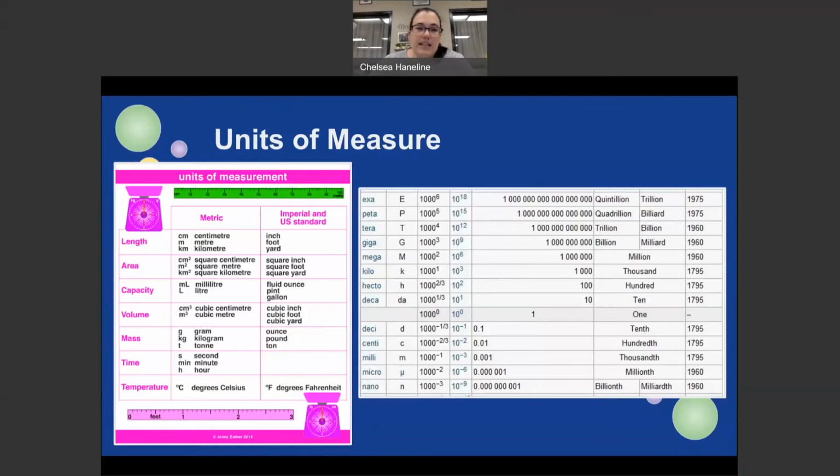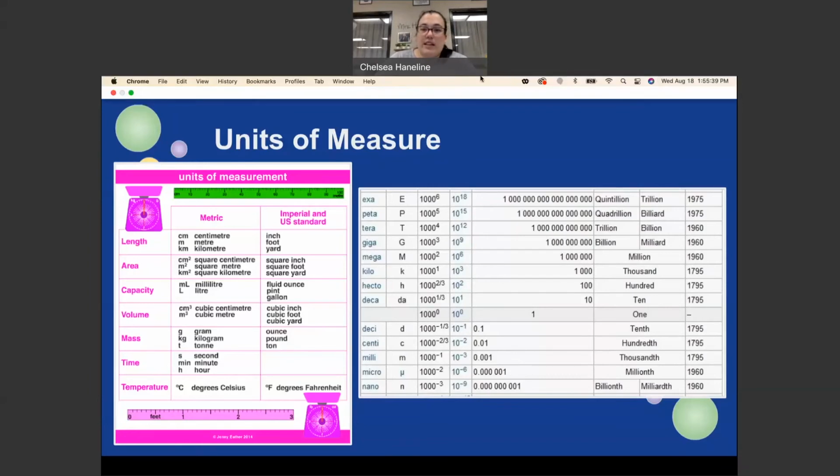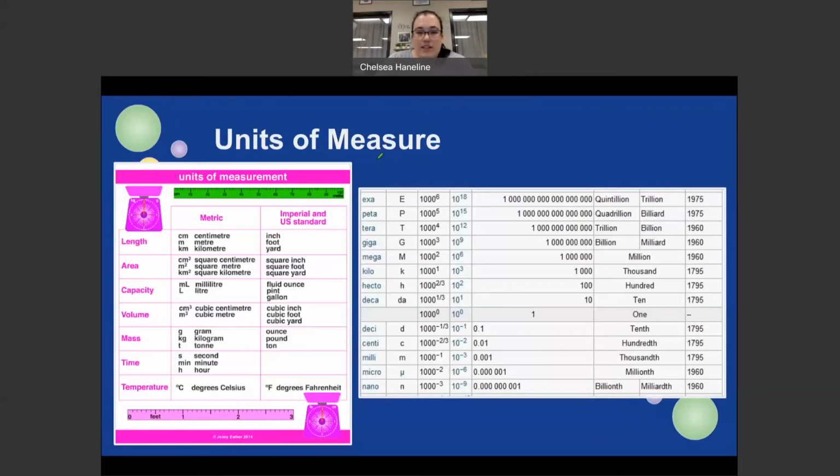So then you can see in the imperial system that it's different and it's more confusing because there's so many conversion units that you have to remember. But in the metric system, which is typically what's used in science, it is very easy. It uses prefixes. So if we're looking here at this table on the right-hand side, the prefixes are on this column right here: exa, peta, tera, giga, mega, kilo, hecto, deca, deci, centi, milli, micro, nano.